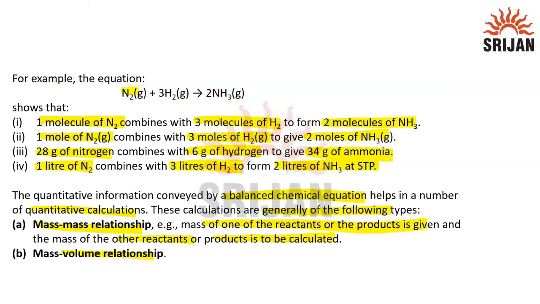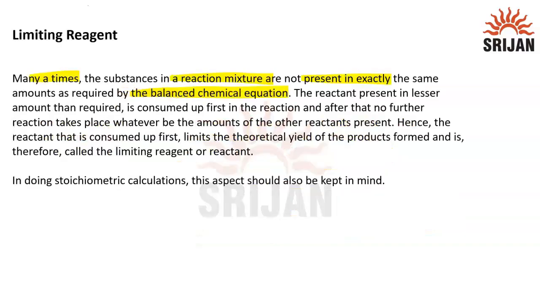It means that we have this equation, 1 mole of nitrogen is reacting with 3 moles of hydrogen to produce 2 moles of ammonia. But it sometimes happens that in actual condition we have 1 mole of nitrogen, but we might not have exactly 3 moles of hydrogen. We might have 2 moles of hydrogen, we might have 4 moles of hydrogen, depending upon the availability. So that is where the concept of limiting reagent arises: the reactant present in lesser amount than required.